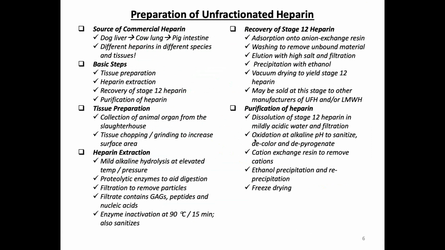Okay, any questions here? Yeah. If we took the tissue preparation step and we artificially made the tissue ourselves, like we produced cultures of the same pig intestine or even dog liver or whatever, would we still get heparin at the end of it? And in what quantity? So cells.